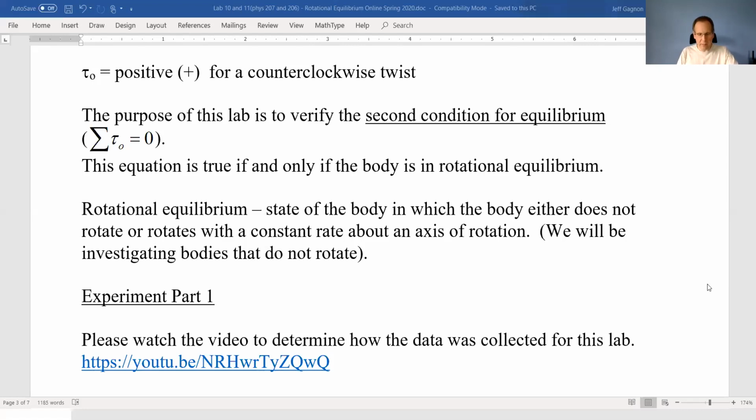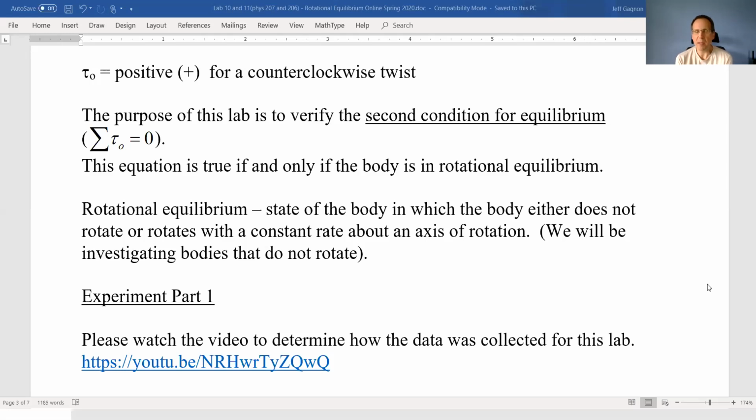Okay, so here's the definition for rotational equilibrium. If you have an object, a body, and it's either not rotating at all, so if it's static, or if it rotates with a constant angular speed, then the object is said to be in rotational equilibrium. If its angular speed is increasing or decreasing, if it's changing somehow, then it would not be in rotational equilibrium. Then you'd have an angular acceleration. So in order for an object to be in rotational equilibrium, there has to be no angular acceleration.